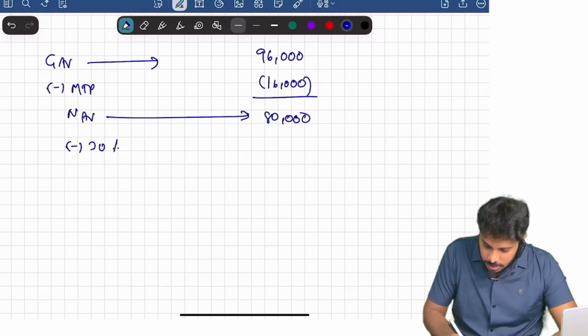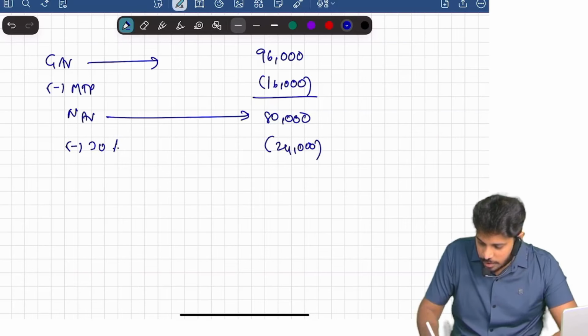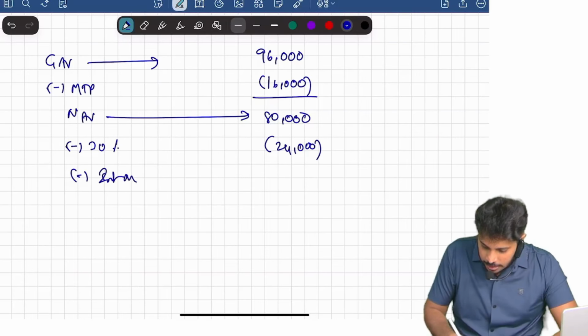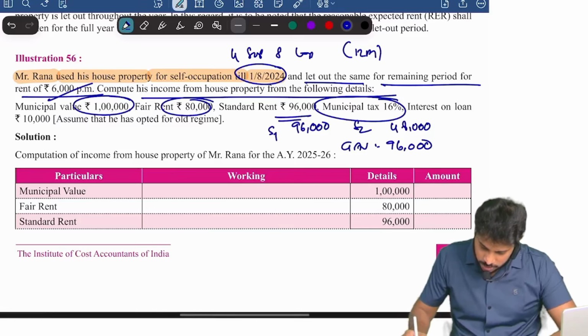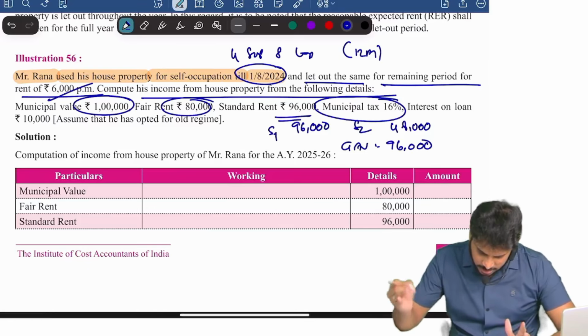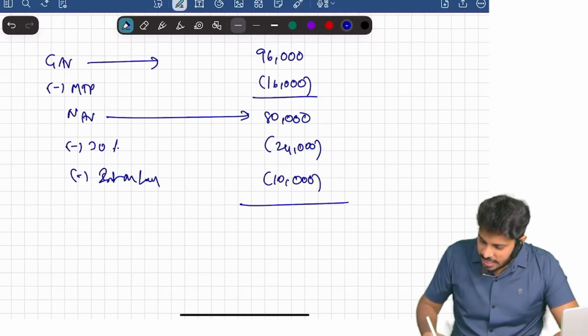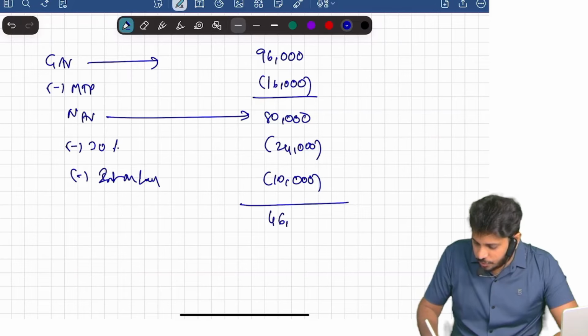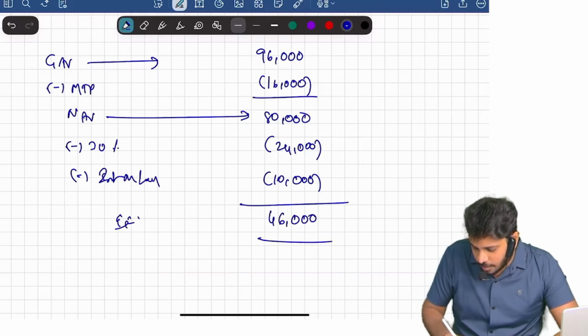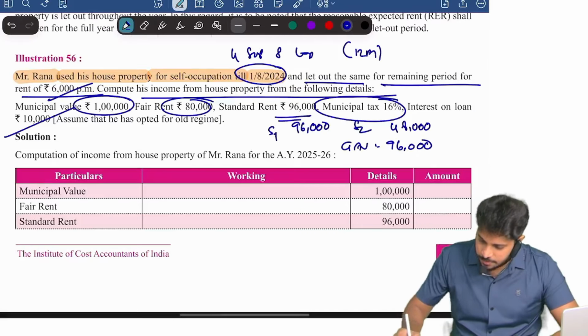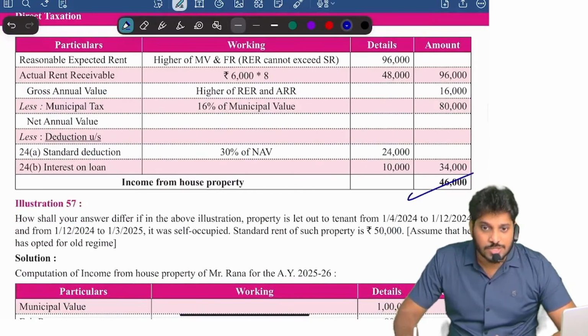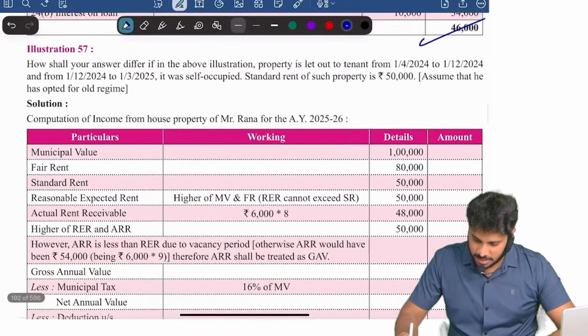Therefore net annual value is 80,000, minus 30% of NAV, which is 24,000, minus interest on loan. As usual, whatever interest is there, that much, 10,000. Even if it is 2 lakhs, 3 lakhs, it doesn't matter. So 46,000 is the income from house property. That's the answer. You see how easy? Next, illustration 57.